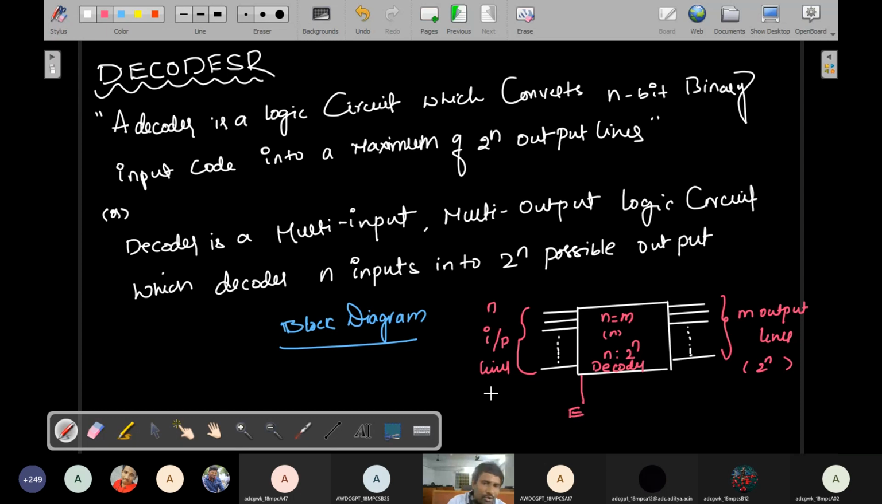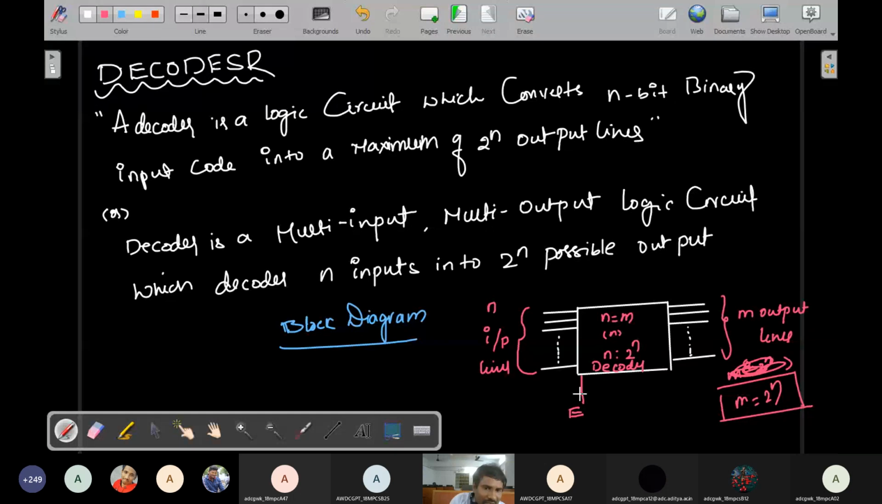Okay, after that you have to draw this block diagram. This block diagram is very important for this definition. You can understand the definition by using this block diagram, because in this block diagram we have used n to 2 power n decoder. This is called n to 2 power n decoder, because n is the number of input lines, m is the number of output lines. So m is equal to 2 power n. I'll write m is equal to 2 power n. So this is actually the equation. If m is the output lines, it means output lines are 2 power n. So that's why n to 2 power n decoder.